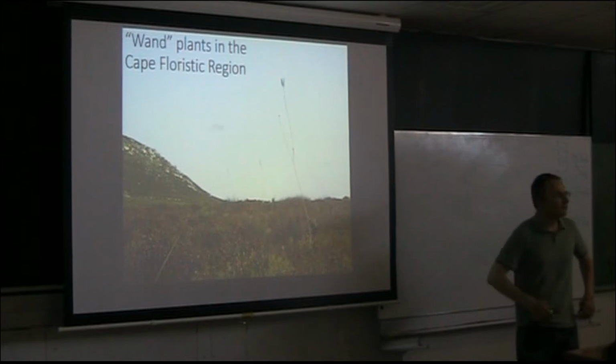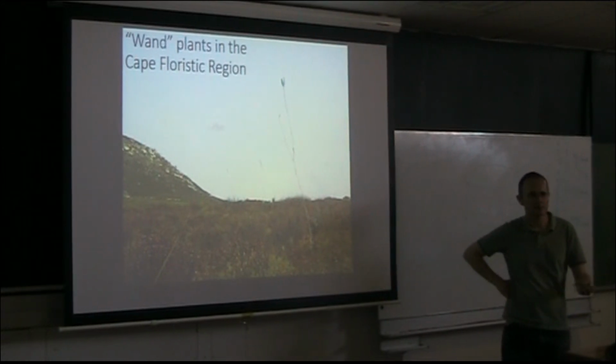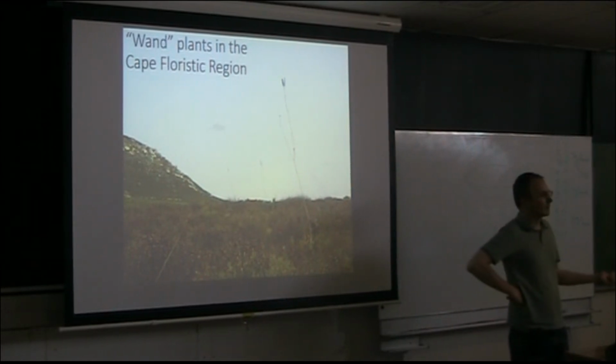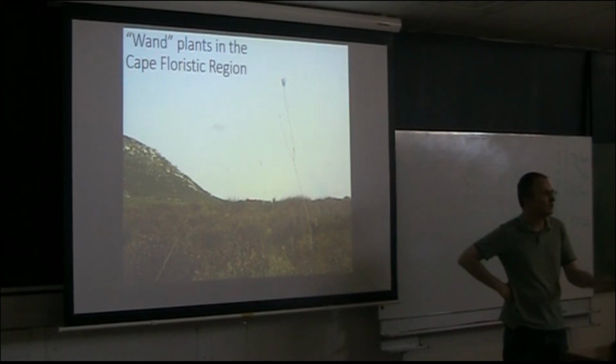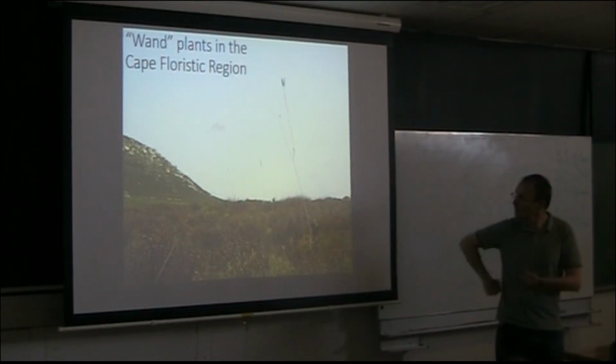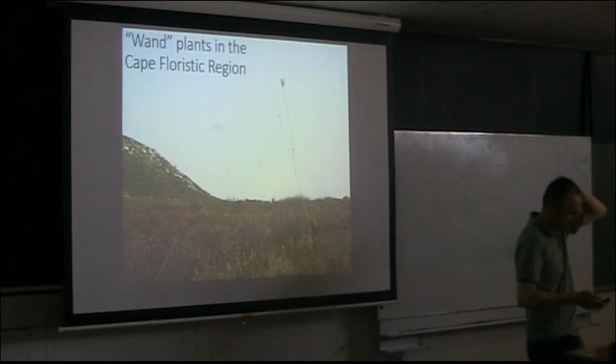These things are common features in the Cape landscapes. We find them in lowlands, we find them in uplands. We find them in wet areas, we find them in dry areas. They're all over the Cape Coast region. It's a unique architectural trait that you don't find anywhere else. It's really rare to come across these kind of one architectural plants.